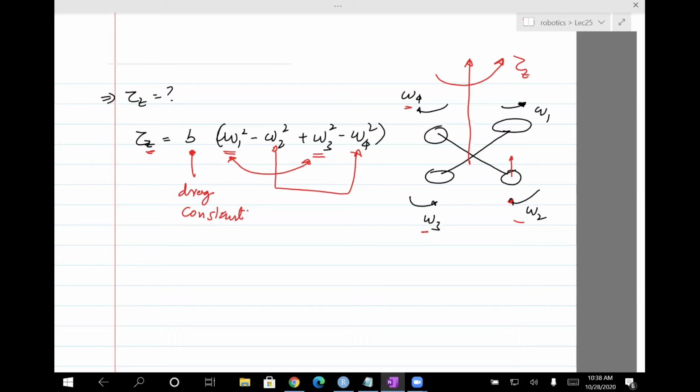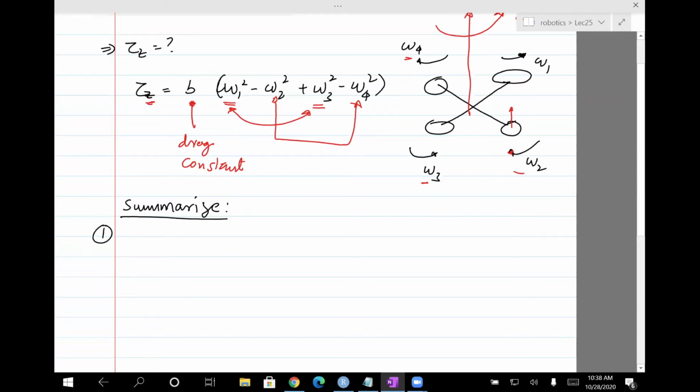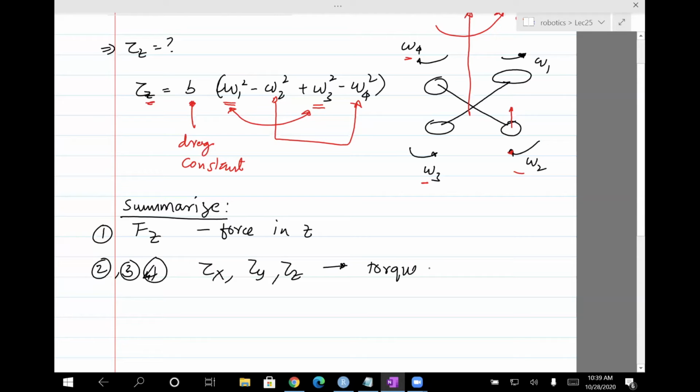So there are 4 of those, right? To summarize, the spinning of the motors induces these 4 things. One is a force in the z direction. And then the second, third, and fourth are the torque in x, the torque in y, and the torque in z. So these are torques in the x, y, z directions.